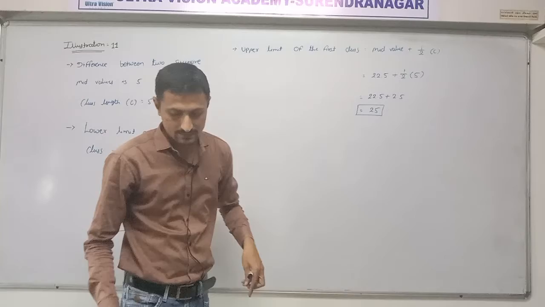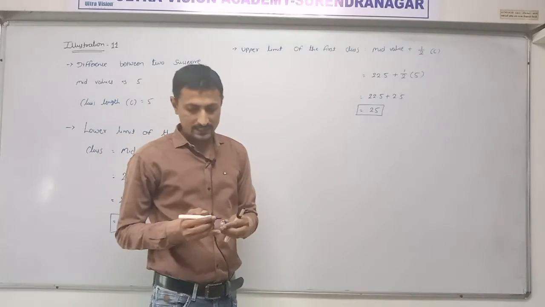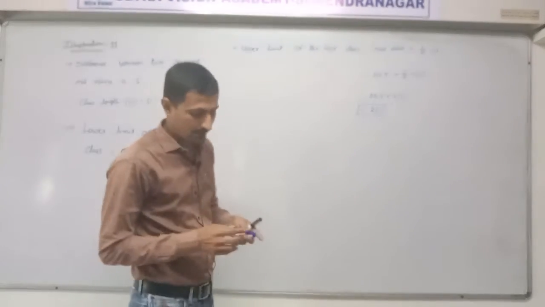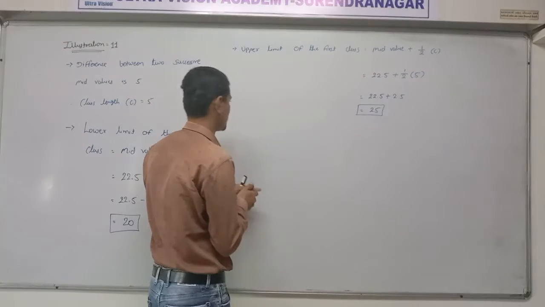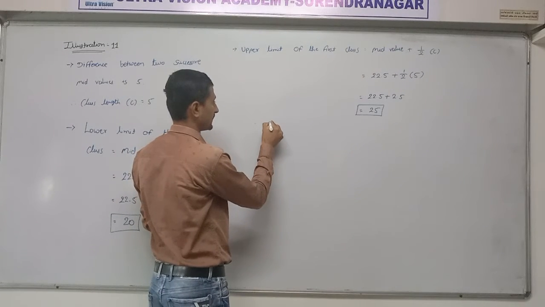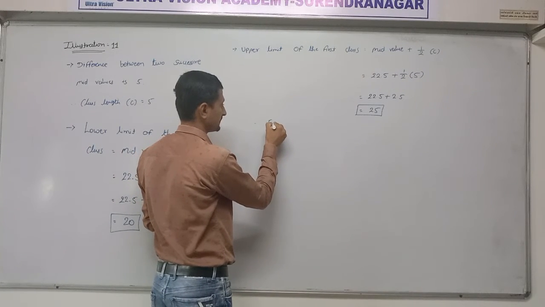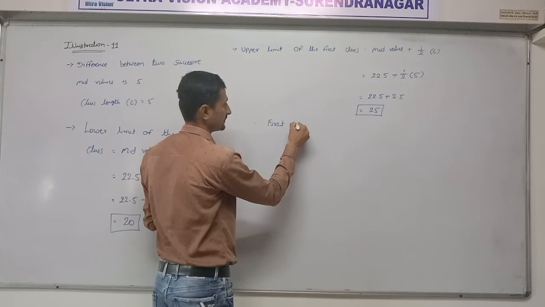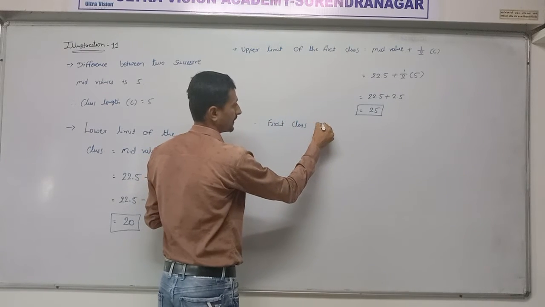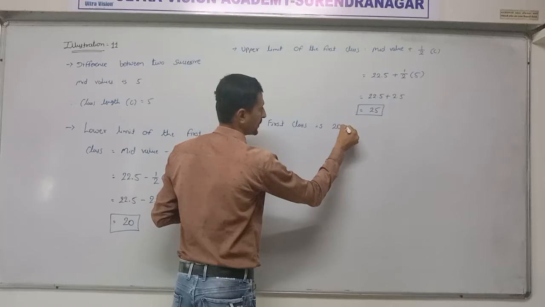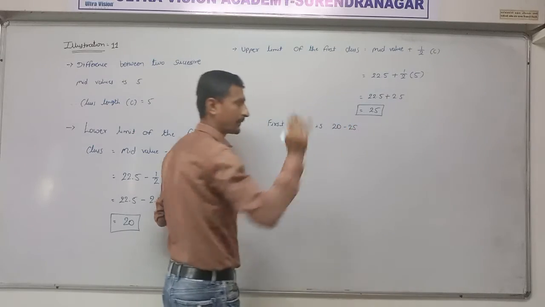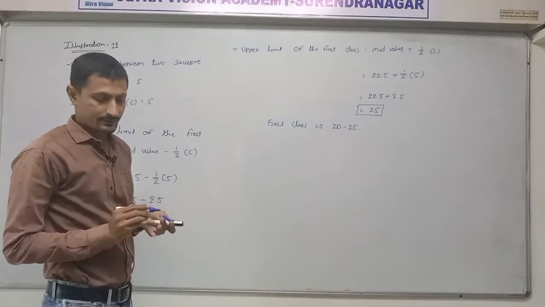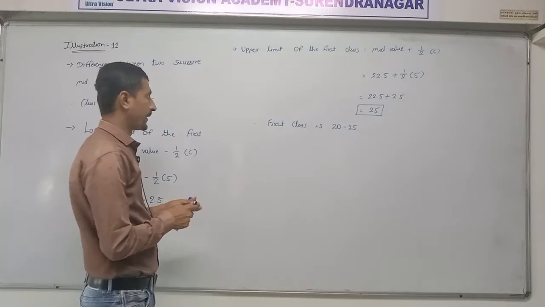So our first class is 20 to 25. Therefore, the first class is 20 to 25. Done. So now next, write two columns.